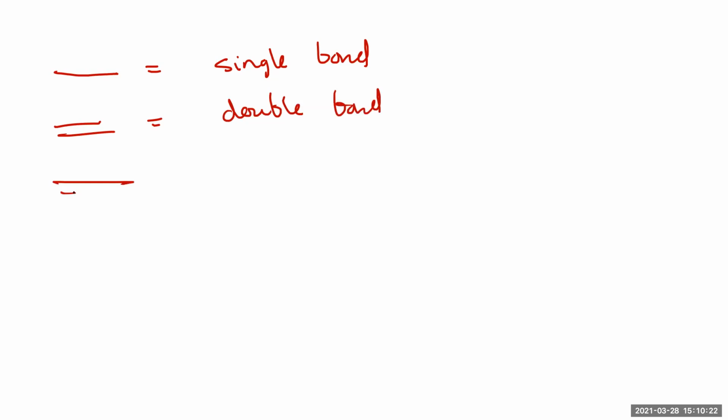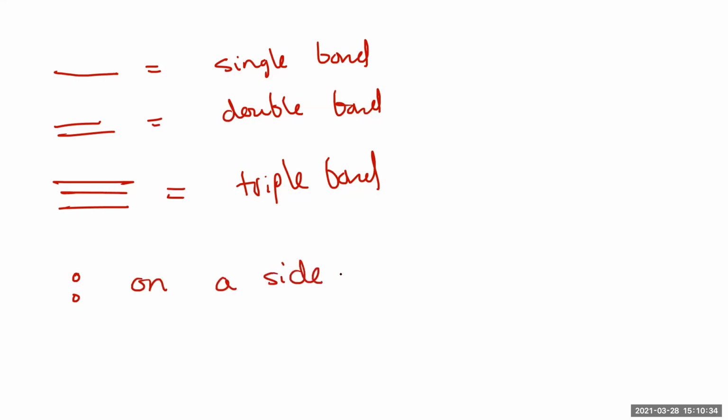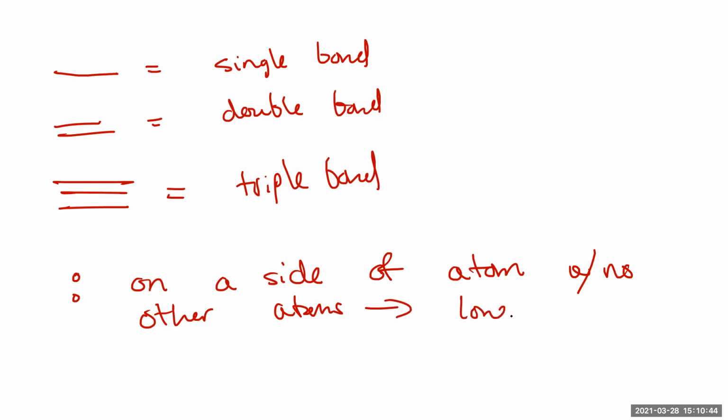Let's mention, of course, that a single line is what we will use for a single bond. A double line, as we've mentioned before, double bond. Triple line, that'll be your triple bond. We should also mention that a dot dot like that, a pair of electrons on a side of an atom with no other atoms, that's going to be our lone pair.